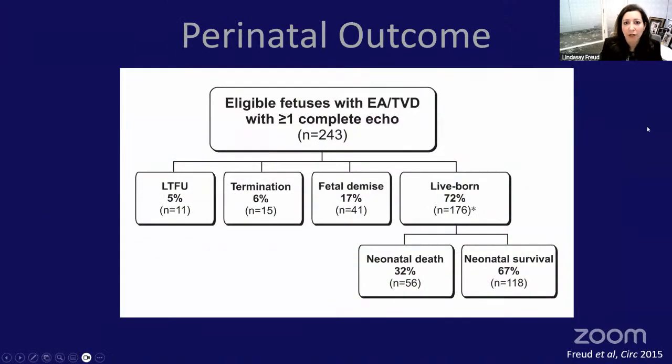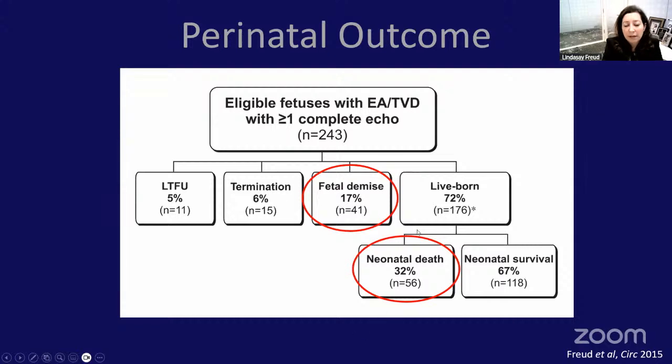So I was fortunate enough when I was a senior fellow at Boston Children's Hospital working with Wayne Tworetzky to be involved in this large multinational cohort of 250 fetuses with Ebstein anomaly or tricuspid valve dysplasia. The other reason why we group them together is because they're very rare diseases. And we looked at outcomes over a contemporary period at the time, although this was published now 10 years ago.